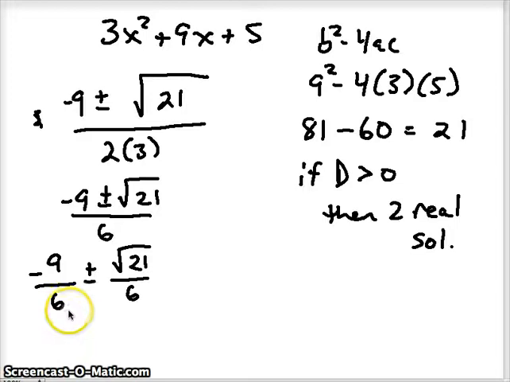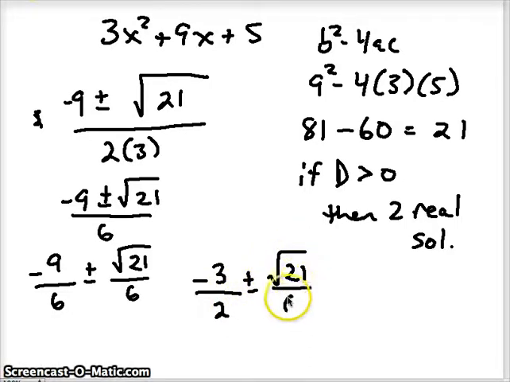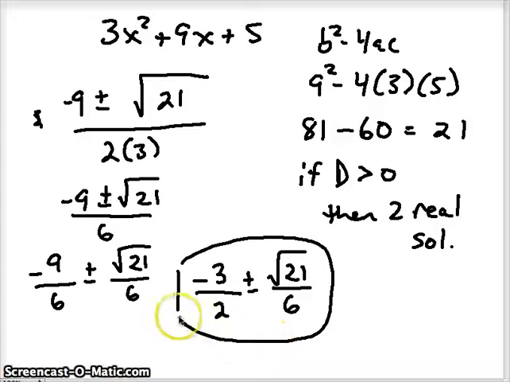Well, negative 9 over 6 is negative 3 halves, plus or minus the square root of 21 over 6. Can't simplify that one anymore. So there's our two real numbers. I mean, we could get decimal values and really look at how real they really are, but we're not using any imaginary numbers, so they must be real numbers. And we get two of them. We got negative 3 halves plus the square root of 21 over 6, and we also have negative 3 halves minus the square root of 21 over 6. So there's our two real solutions.